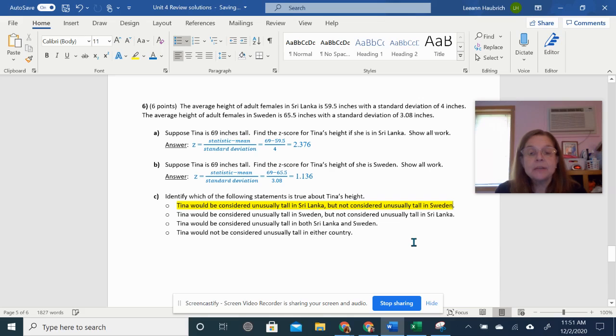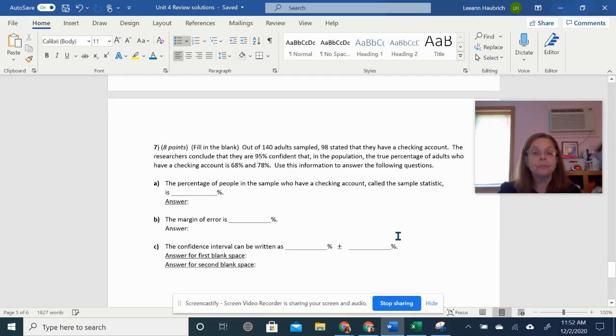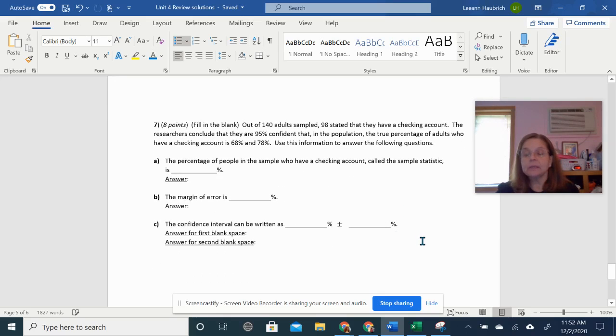Tina would be considered unusually tall in Sweden. No, she's not, because she's not 2 standard deviations, so I'm done. Tina would be considered unusually tall in both Sri Lanka and Sweden? No, because she's over 2 standard deviations in Sri Lanka. Tina would not be considered unusually tall in either country. No, that's not true because in Sri Lanka she's unusually tall. So there's only one true statement there. Okay, let's look at the next one.